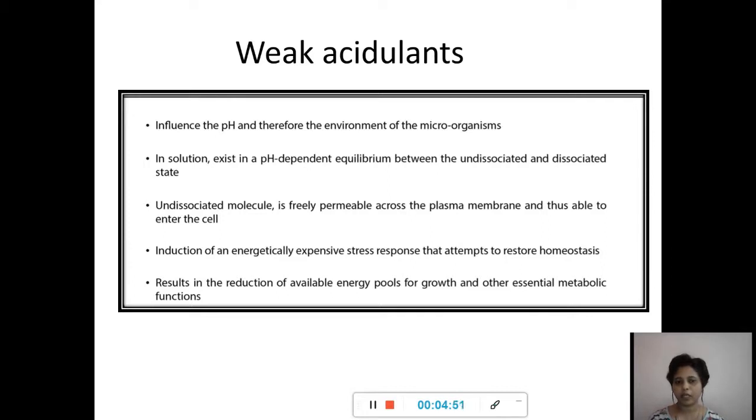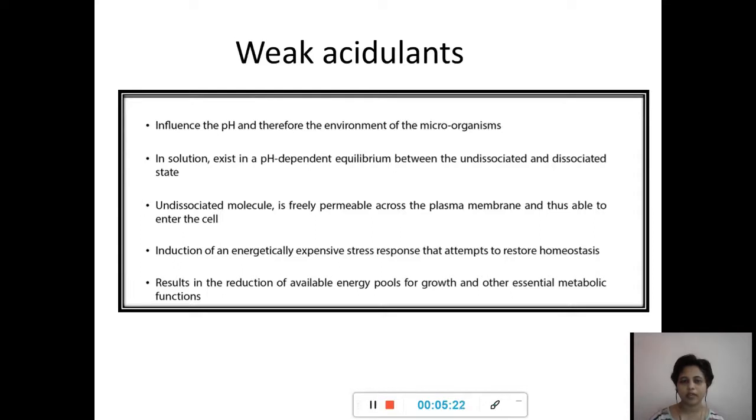Coming to the weak acidulants, these are organic acids which will influence the pH and therefore the environment of the microorganism. In solution, they exist in a pH dependent equilibrium between the undissociated and the dissociated state, and the undissociated molecule is freely permeable across the plasma membrane and thus able to enter the cell. The induction of an energetically expensive stress response will result, which will attempt to restore homeostasis. This results in the reduction of the available energy pools for growth and other essential metabolic functions.